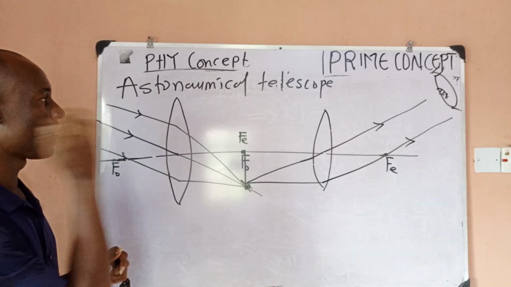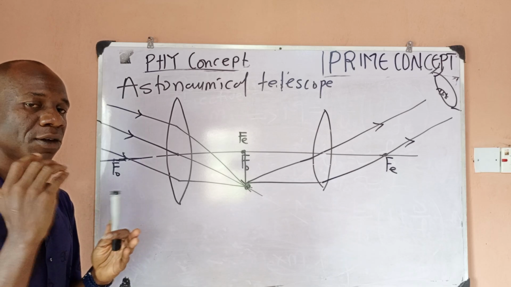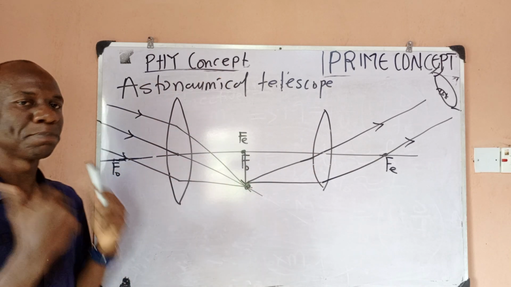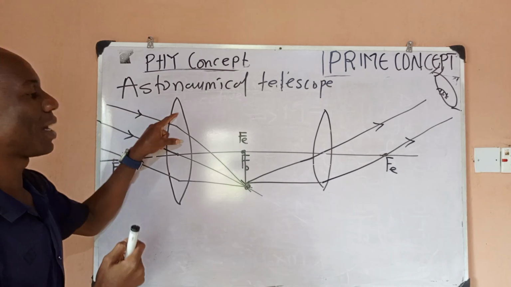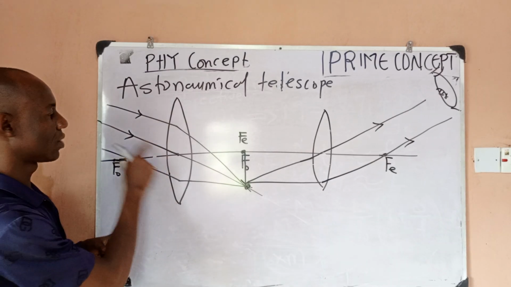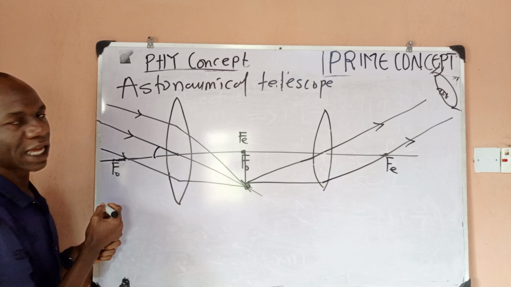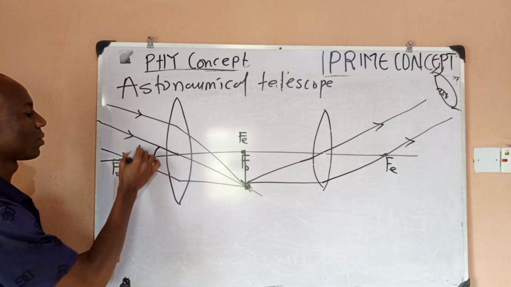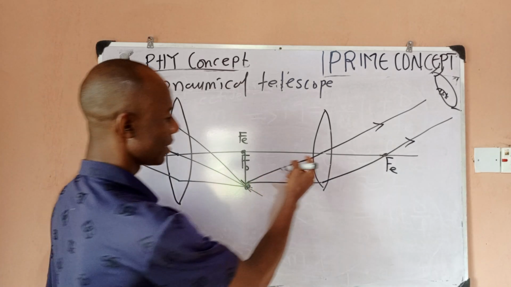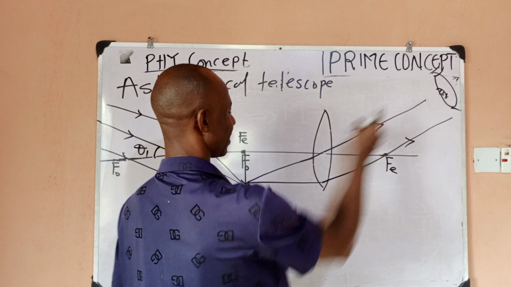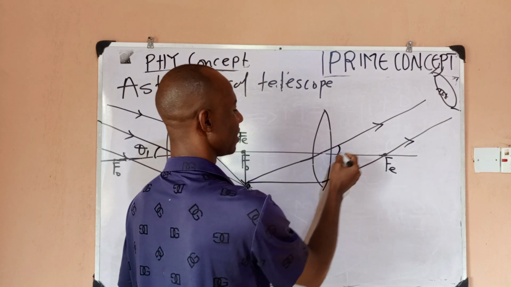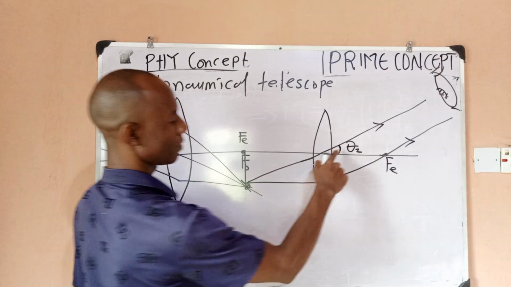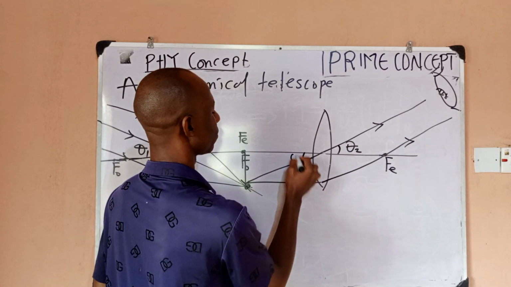So it means that for our astronomical telescope, instead of talking of linear magnification, we're interested in what? Angular magnification, because these rays hit our lenses at a certain angle. You can see it. This is the angle at which this ray would hit our lens. So I'm going to call this angle theta 1. And then this ray also enters the eyes at a certain angle, which I'm going to call theta 2.